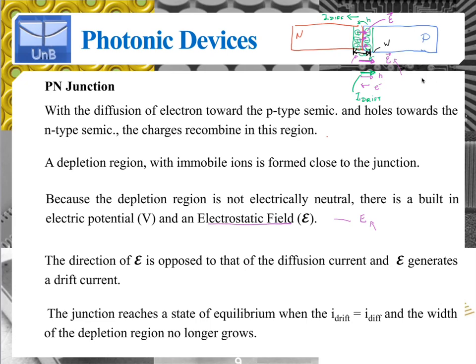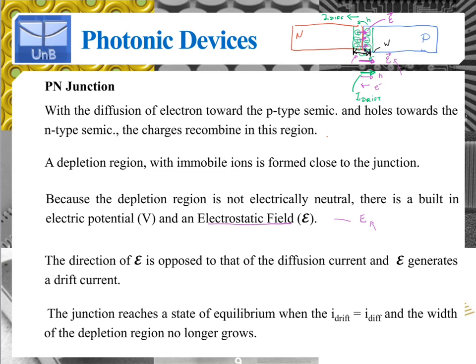Hello guys, so in the first part of this lecture we talked about the forming of the depletion region, so how electrons, which were majority carriers in the n-type semiconductor, would diffuse towards the p-type semiconductor, and holes would also diffuse towards the n-type semiconductor, and close to the surface these carriers would recombine, leaving behind immobile ions which were positive in the n-type semiconductor and negative in the p-type semiconductor.